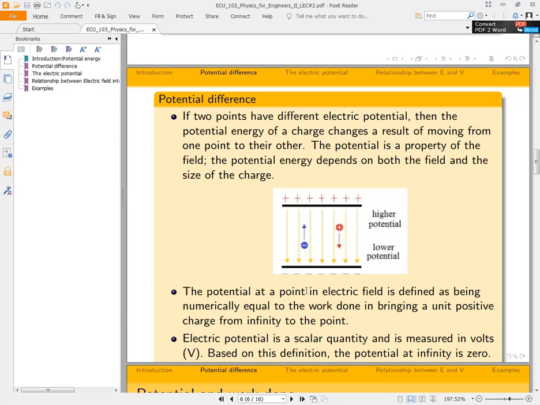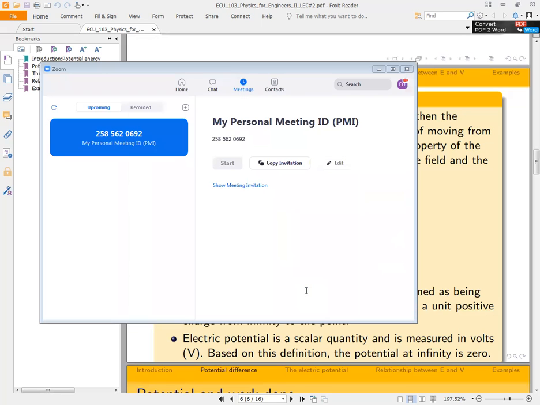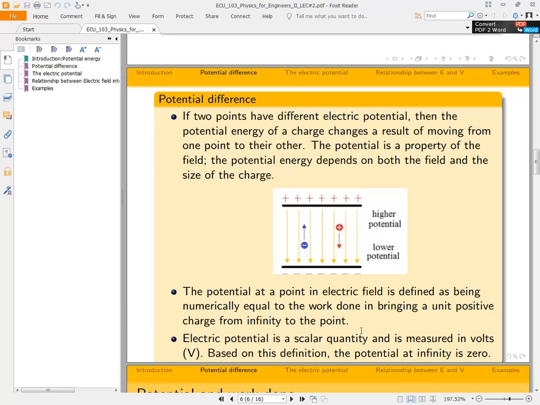So basically the word infinity here means that when you have a charge that is at some distance where electric forces are not felt, that is what we call infinity. So when you have a charge that is not near the electric field, we say it's at infinity, and the potential at infinity is 0. Okay, we shall get into that.